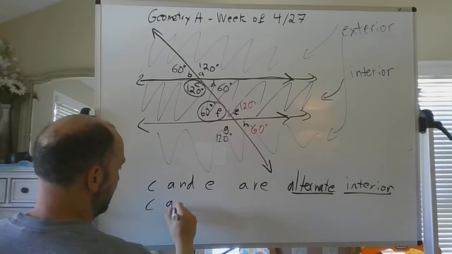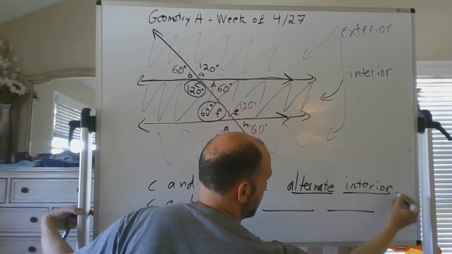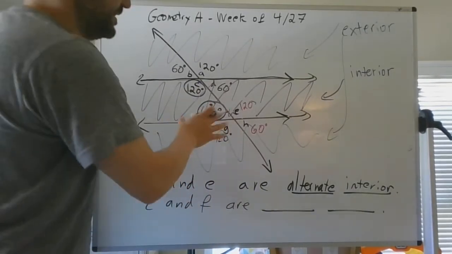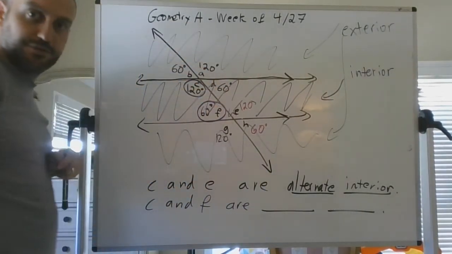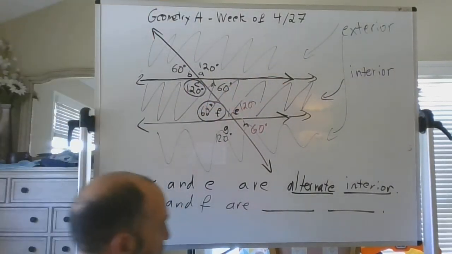So C and F are, okay, let's answer this question first. Are C and F on the interior or the exterior? C and F are both in the purple inside. That's what you're going to be called interior.